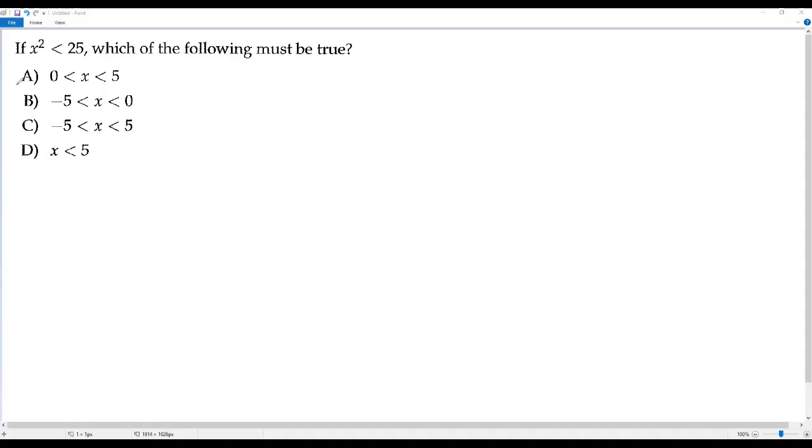So in the given options, we have intervals of values for x. For that, we have to solve the given quadratic inequality. So let me take the given quadratic inequality as it is. In my first step, I'm going to assume the given quadratic inequality as an equation. So then I'll be getting x square equals 25.